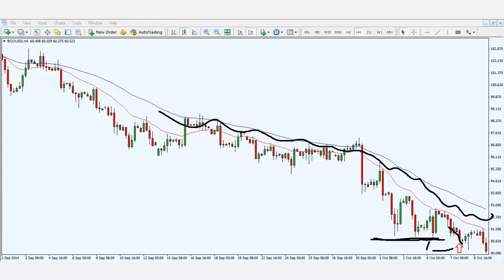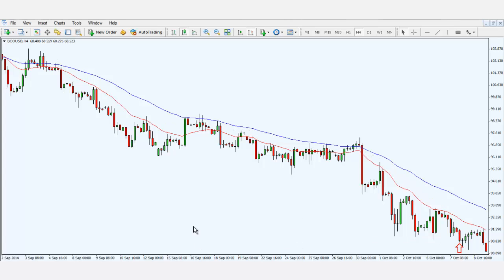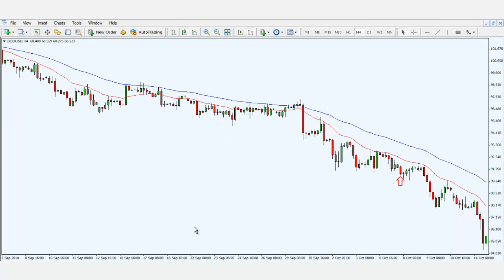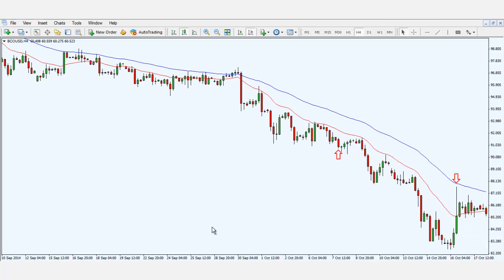So let's see moving forward. Going forward, here is where I got my second entry, which is my first scaling trade. The reason was that price had been respecting the 50 period moving average once, twice, and the second time it came back down here, at the red arrow, I got short once more, and that was my first scaling trade.